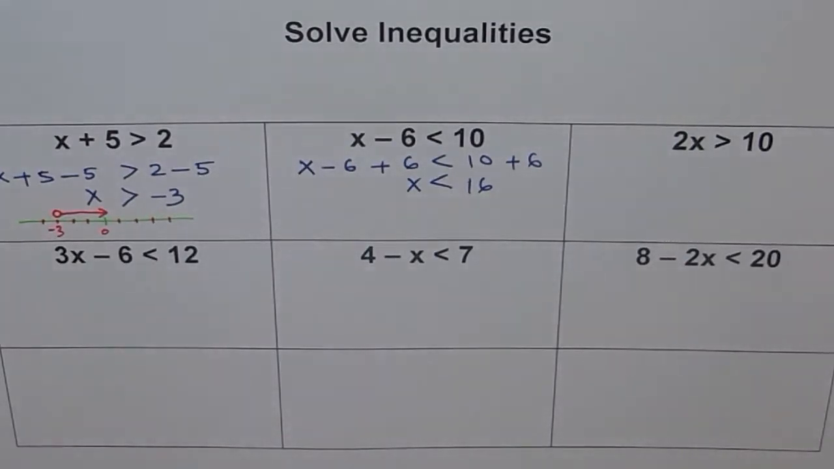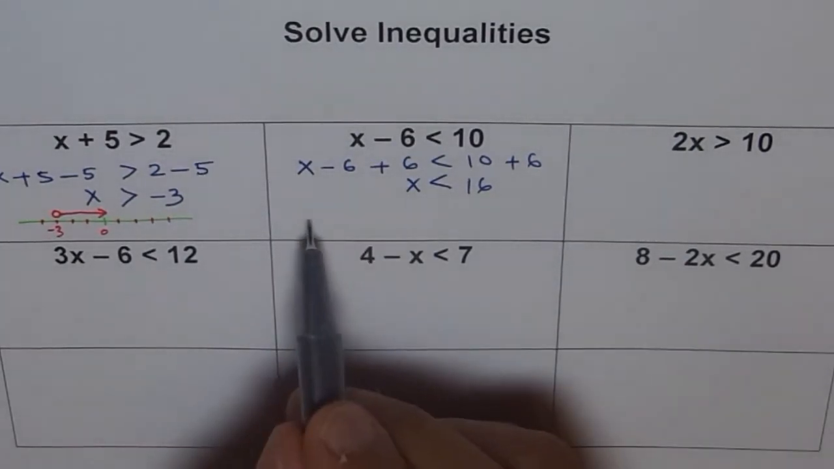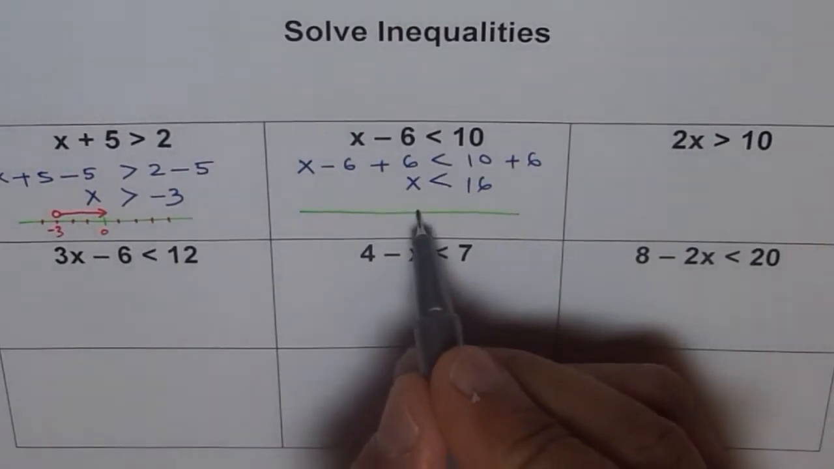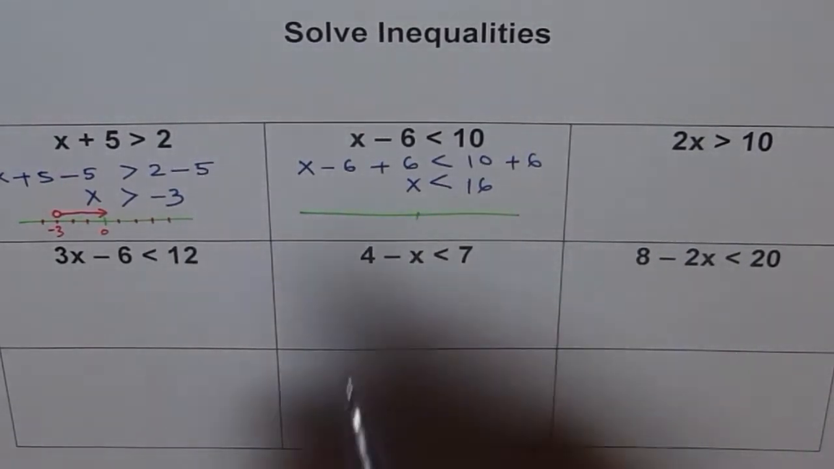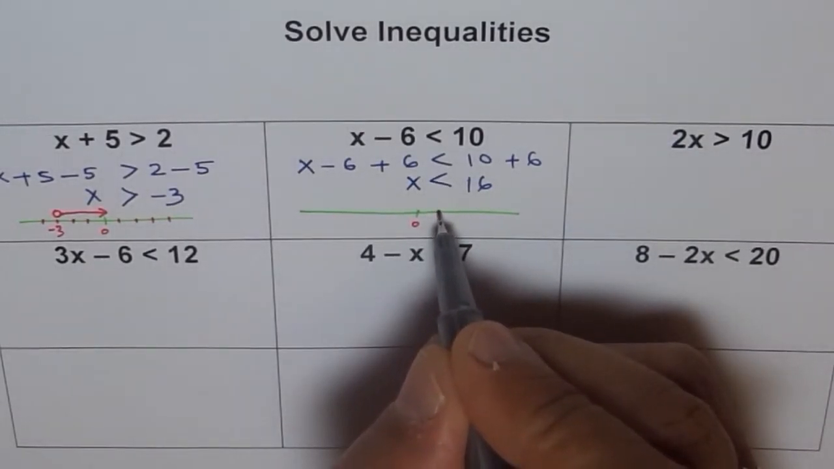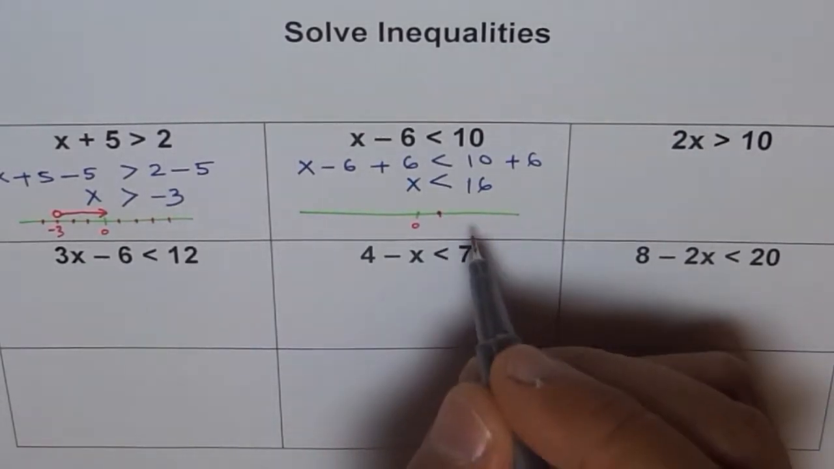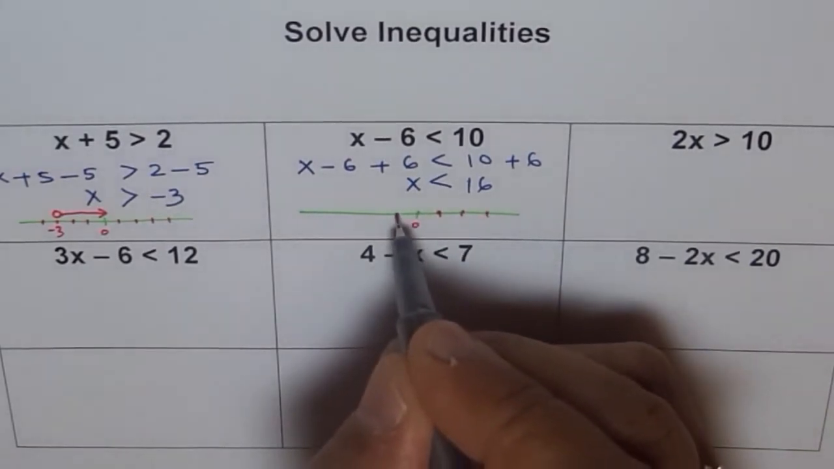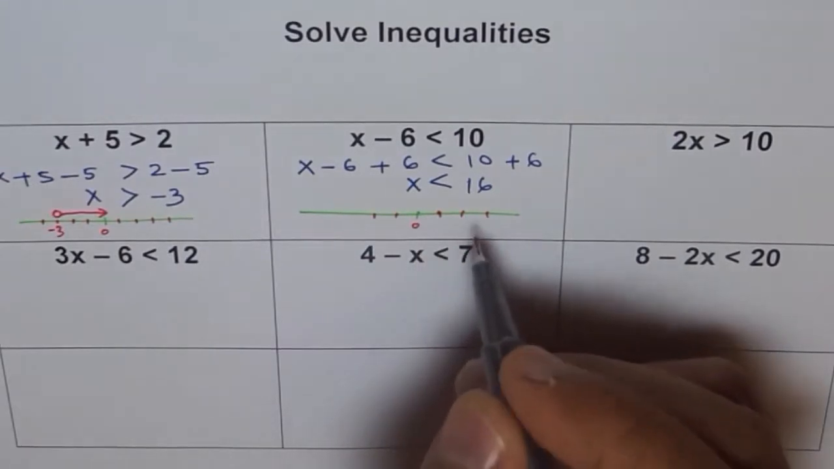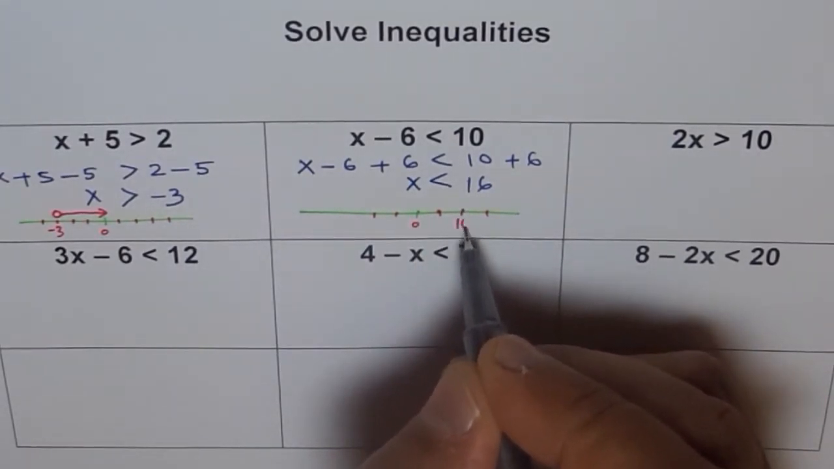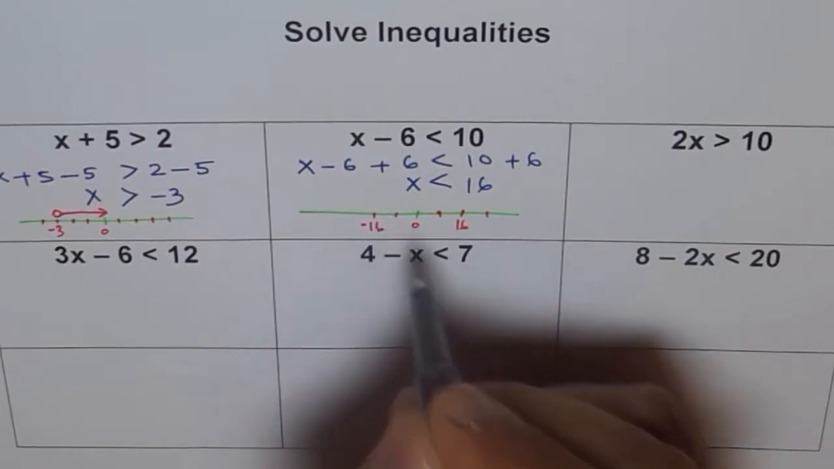How will you show this on a number line? Well, again, let's draw a number line. And let's say this is our 0. Numbers are very big, less than 16. So let's say this is our 8, 16. We can go by multiples of 8. How does it matter, right? And so this is 16 and this is minus 16 for us, okay?